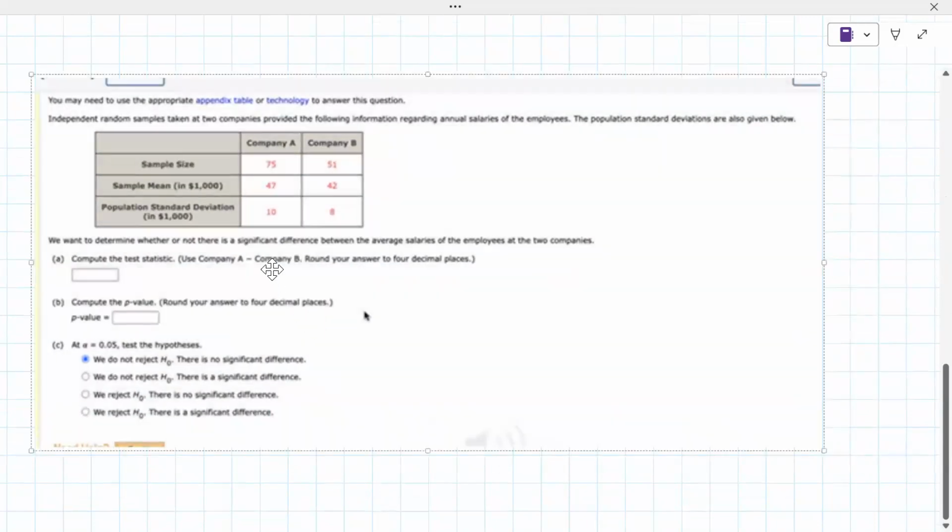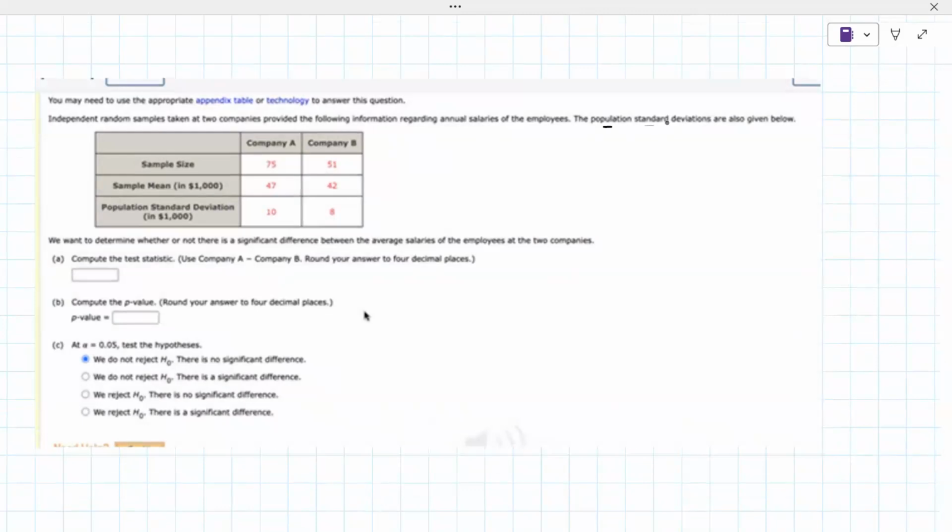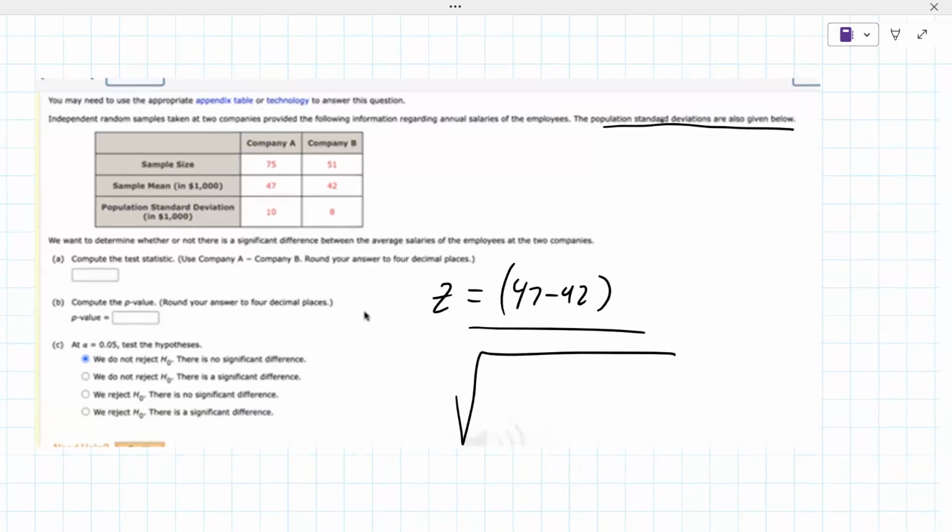Okay. So calculate the test statistic. The population distributions are known. That's good. So the test statistic Z is X bar one, which is 75. That's the sample size. Yeah, 47 minus 42, over the square root of 10 squared over 75 plus 8 squared over 51.